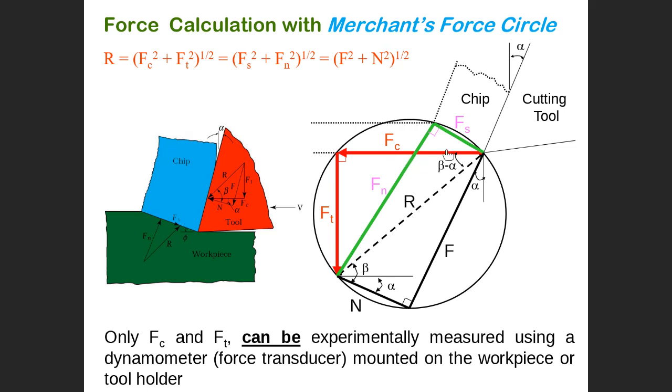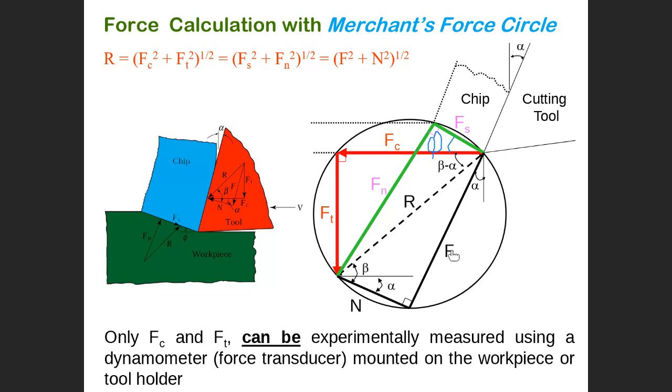In the Merchant circle here, you can see this is the tool, this is FC, FT, FS, FN, F, and N. This is alpha, this is beta, this is beta minus alpha, and this is phi. Phi was missing here. Phi is the shear plane angle.